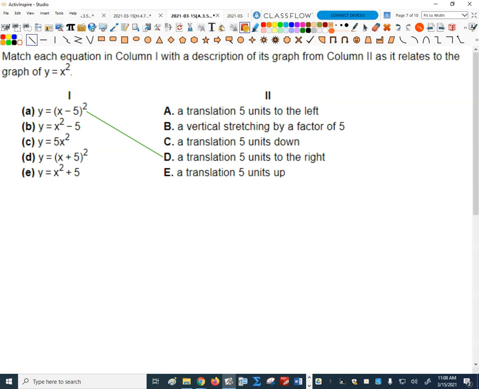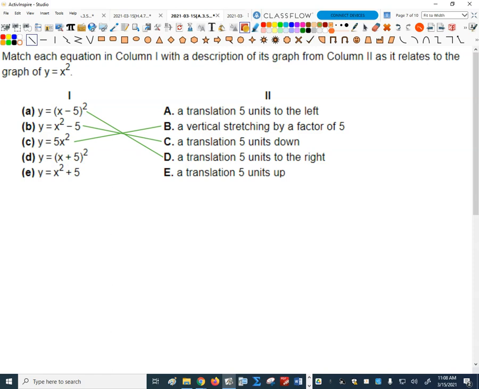Okay. How about the next one? X squared minus 5. Which one does that go with? Type your answer in chat. I'm subtracting 5 outside the function. So what am I doing? Good. C. I'm going down by 5, aren't I? Okay, next one. Y equals 5x squared. I'm multiplying the function by 5. Okay, good. So we're going vertical stretch by a factor of 5.